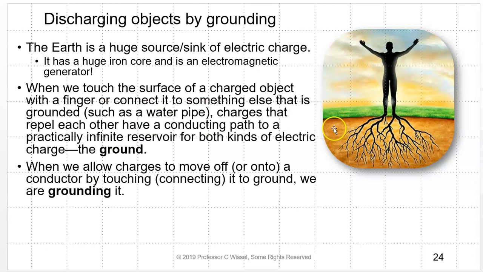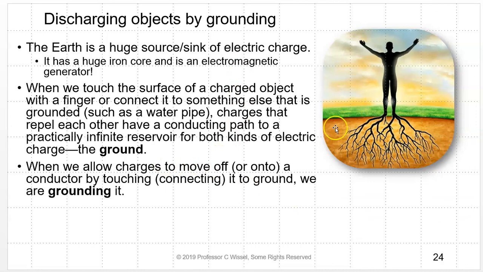Now, we mentioned grounding a little bit. Grounding is also called earthing. That's because the Earth is a huge sink or source of electric charge. It has a huge iron core and actually is an electromagnetic generator. And later when we talk about generators, we'll talk about the Earth.